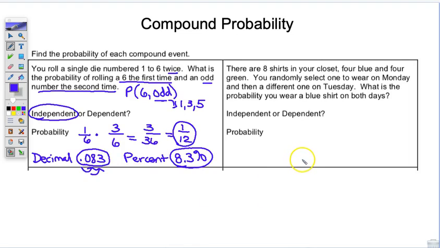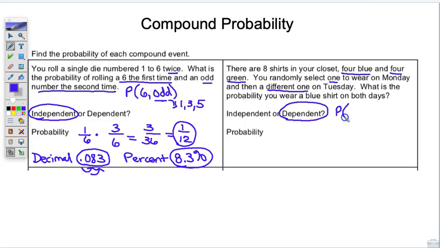Let's take a look at the second example. There are 8 shirts in your closet. We have 4 blue shirts and 4 green shirts. You randomly select one to wear on Monday and then a different one on Tuesday. What is the probability you wear a blue shirt on both days? Well, this is a dependent event because after we've made the first choice on Monday, we have a second choice to make on Tuesday.